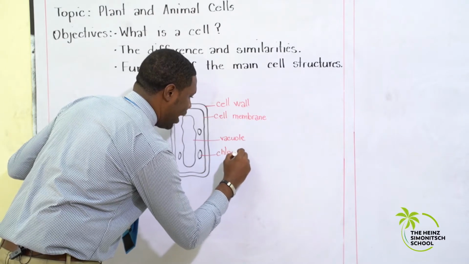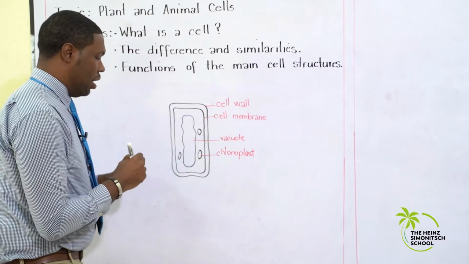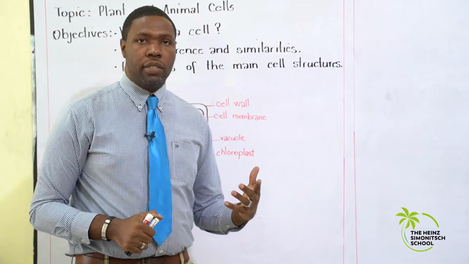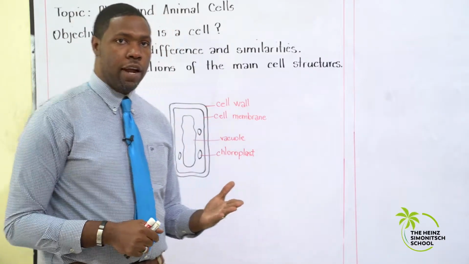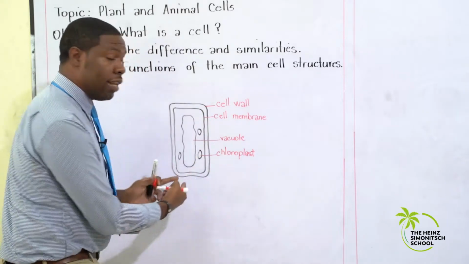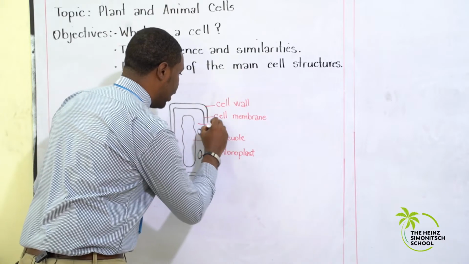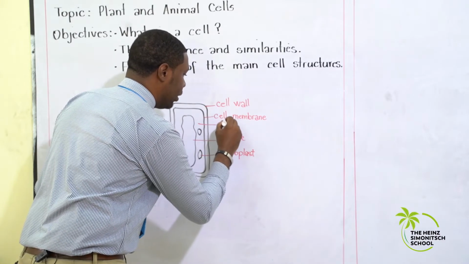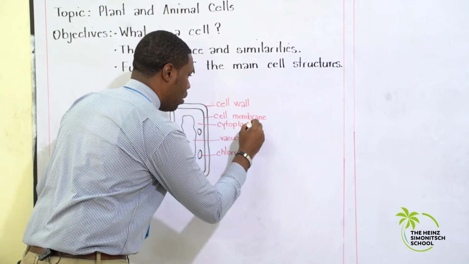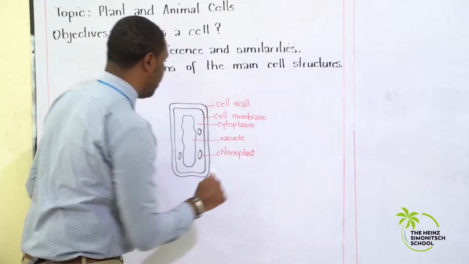You have the chloroplast. And as the name suggests, chloroplast, this is where plants make photosynthesis. Now, all this area that's inside the cell membrane is called the cytoplasm. So that's this area right here. Cytoplasm.